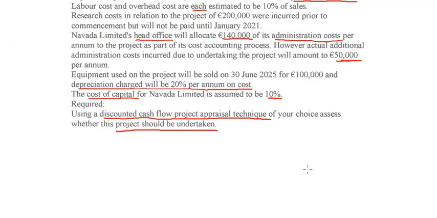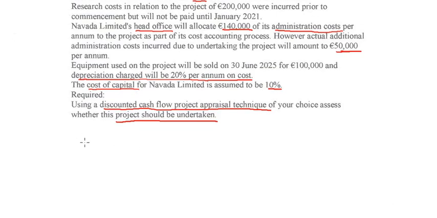Okay, so let's look at a number of points in relation to this kind of analysis, when we're looking at projects. So the first thing we've got to remember is we're talking about what we call discounted cash flow, which we sometimes refer to as DCF techniques. There are a number of these discounted cash flow project appraisal techniques, and the one we're going to use today is called the net present value method.